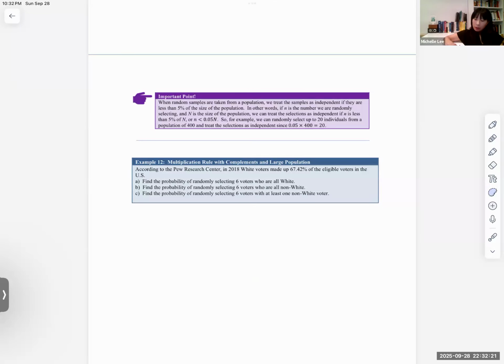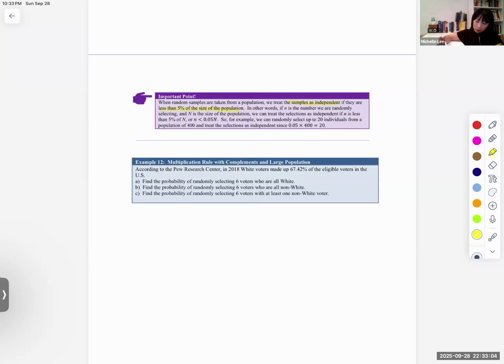All right, so from the textbook, an important point. Since they bring it up here, let me just talk about it here, then we're going to talk about it more later. What they say is that for a random sample from the population, we treat the sample as independent if it is less than 5% of the population. We're going to talk about this in later chapters, but since the book indicates that, I want to say it one time too.